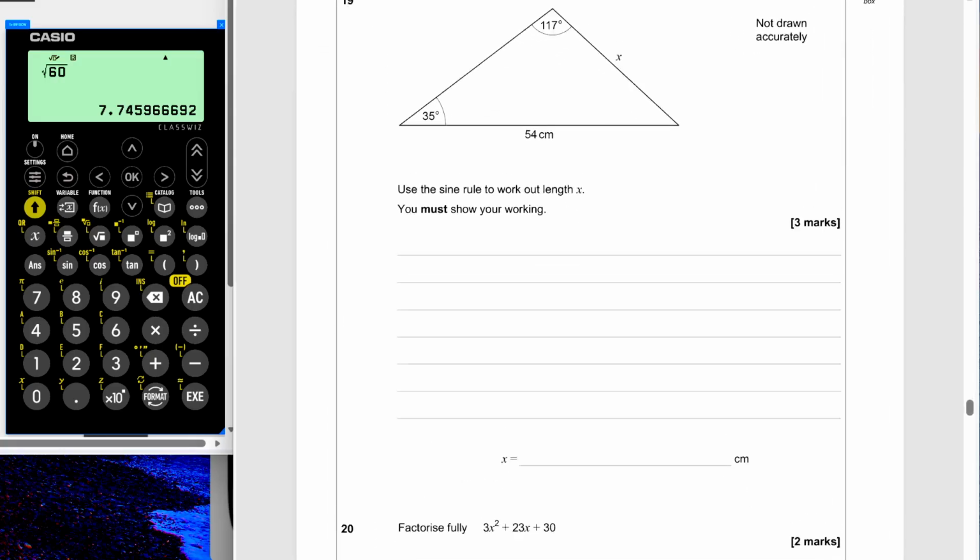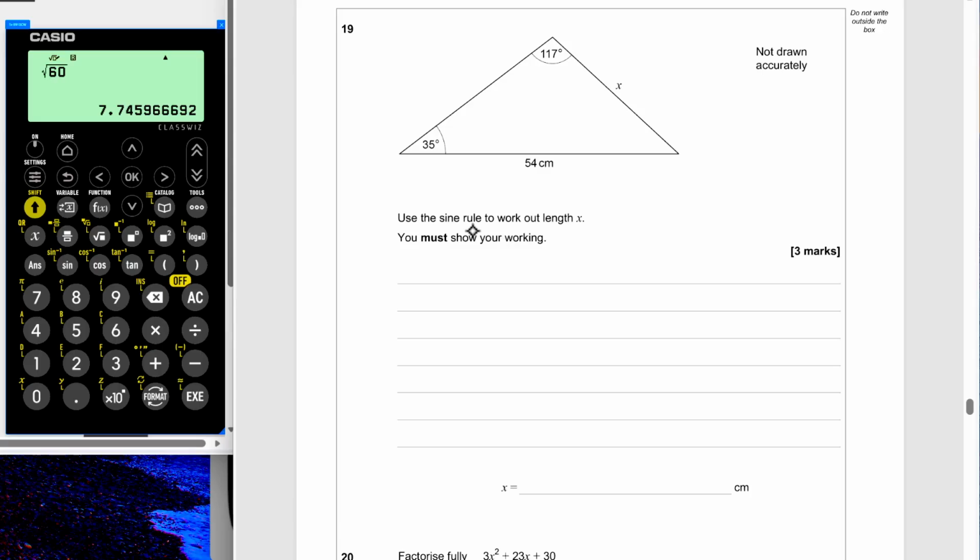Right, question 19. Use the sine rule to work out the length of x. Okay, so I'm going to call this A and this capital A then, and we'll call this B and this capital B. So, we want the version for the side, so we're going to say a over sine A is equal to b over sine B.